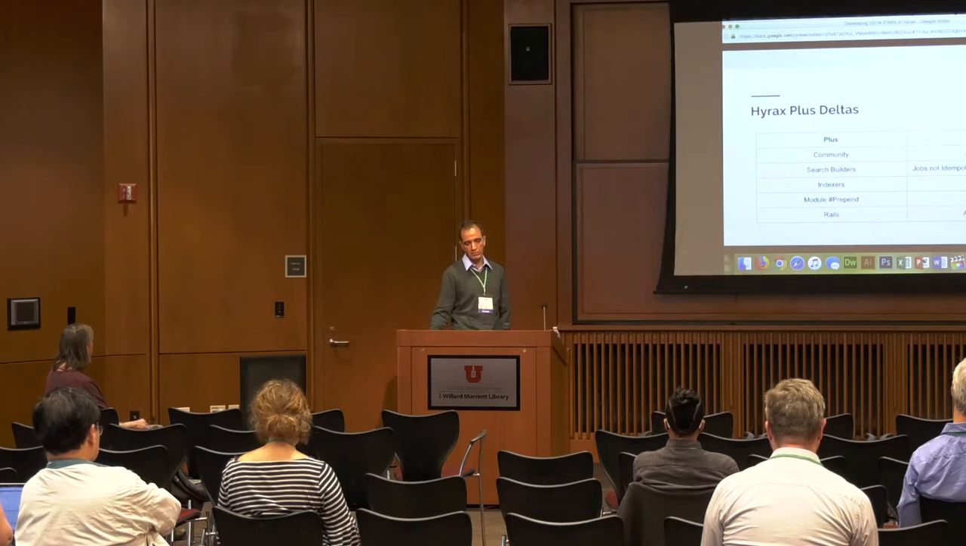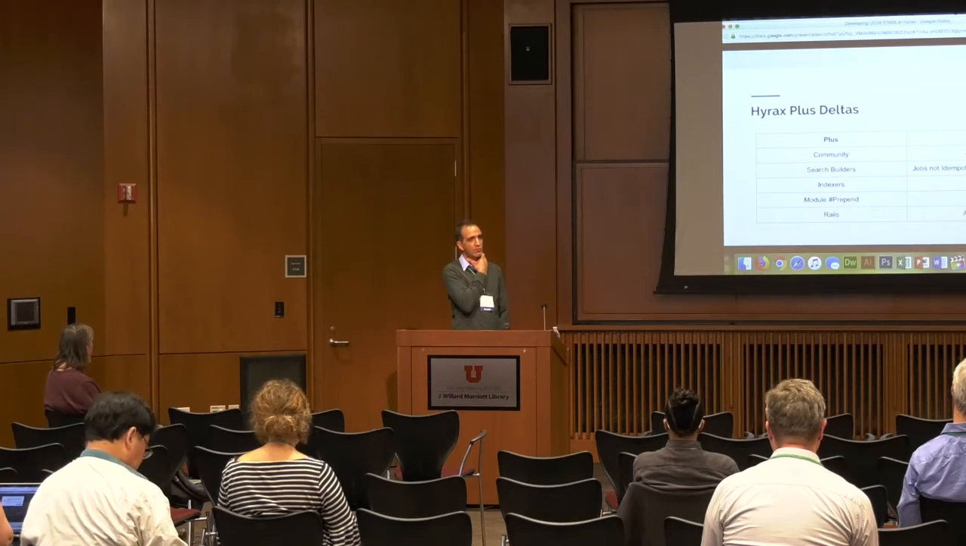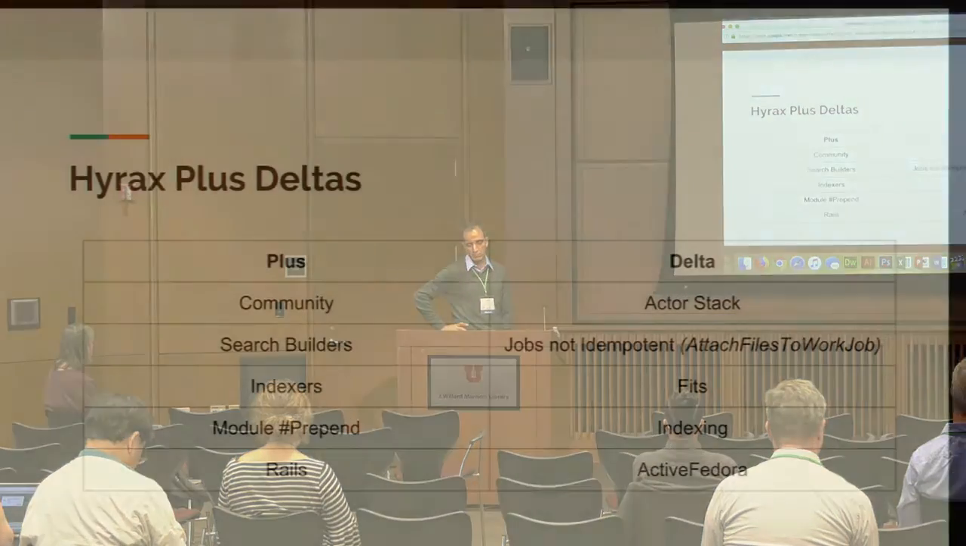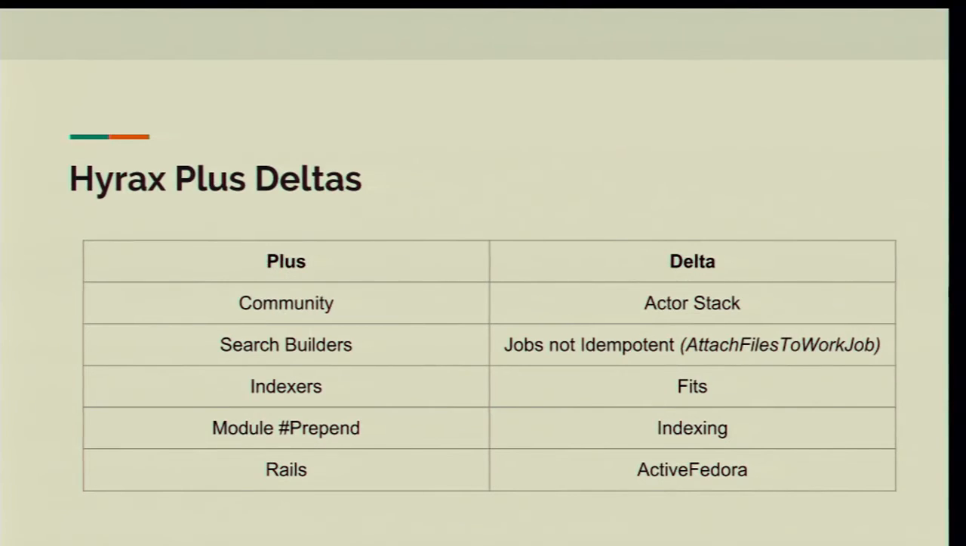Indexers are really easy to do custom indexing. The module prepend, I think Justin did that work. We have been using that a lot to do some overrides, and it keeps our code base clean. And then we do like working with Rails in our shop. We are mostly a Rails shop there. Some of the things that we felt were kind of painful and difficult to work with, the actor stack, it's really complicated.